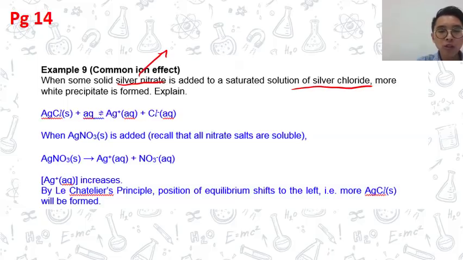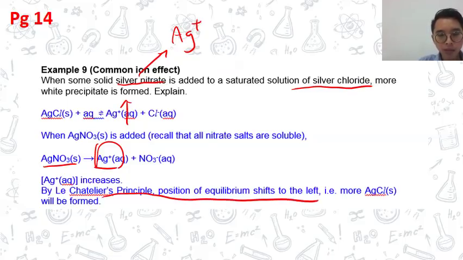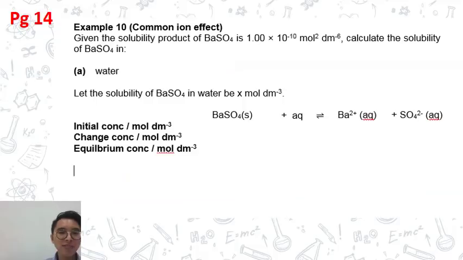When you add in AgNO3, AgNO3 is soluble, it will produce more Ag+. Okay, your silver nitrate will produce Ag+, and when it produces Ag+, Ag+ increases. By LCP, your position of equilibrium will then shift to the left, resulting in more AgCl being precipitated. That's why you have more white precipitate form here. Now let's look at what is happening quantitatively.